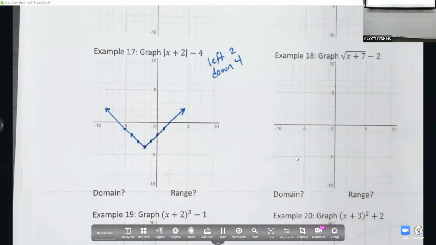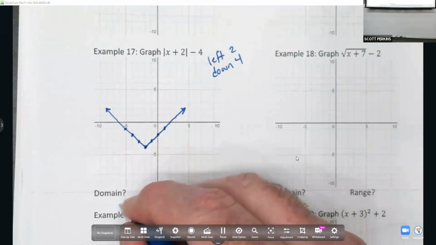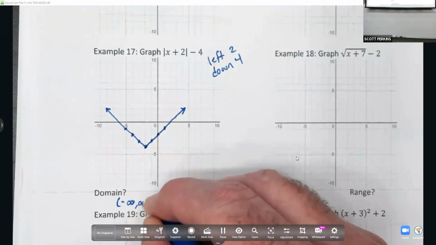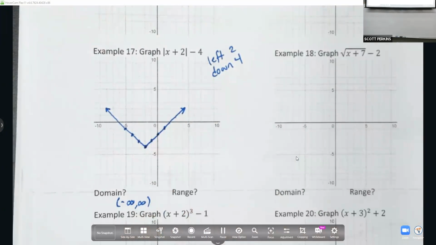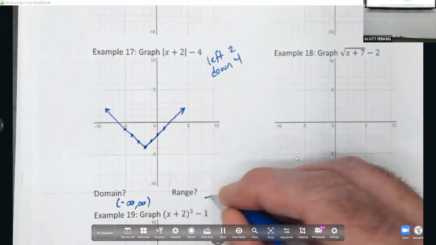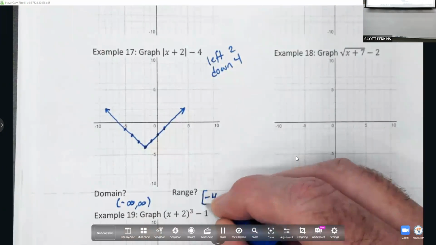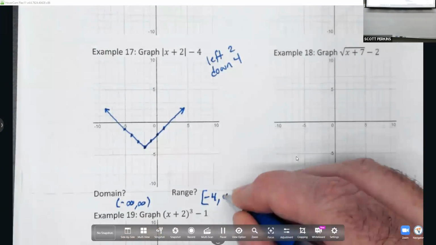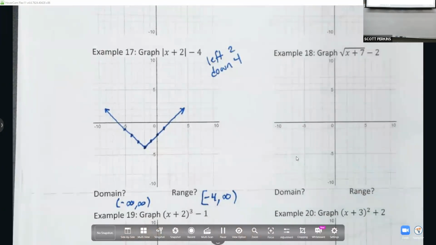What's the domain of this? Well, the domain of the absolute value does not change. It's -infinity to infinity. When you add or subtract to infinity, you still have infinity. And then the range: the low value of the range has changed to -4, and the high value of the range has not changed. It is still infinity.